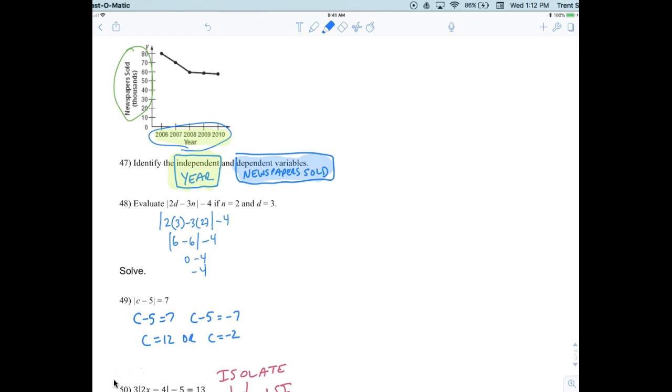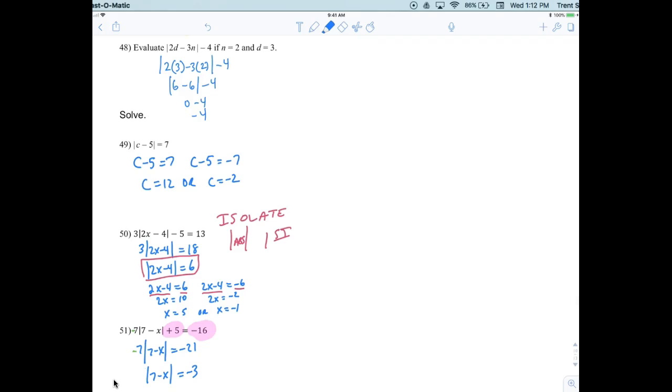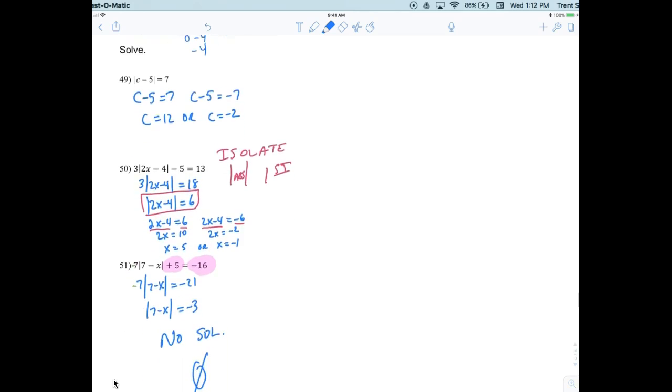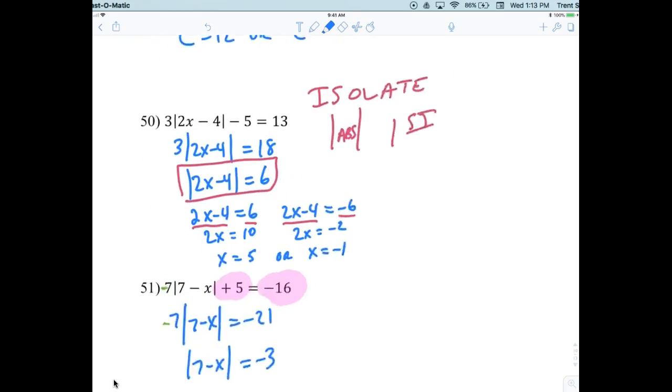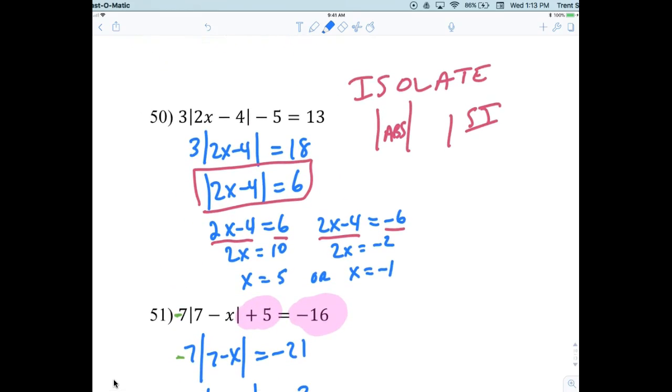All right, is everybody happy with 48? 48's not bad, right? Back to just plugging numbers in. Now, 49, 50, and 51 are the important ones. Again, a big part of the test will be solving the absolute value stuff. Now, why is 50 the one that's troubling some kids? The reason is because we have to isolate the absolute value first. You have to isolate the absolute value first.